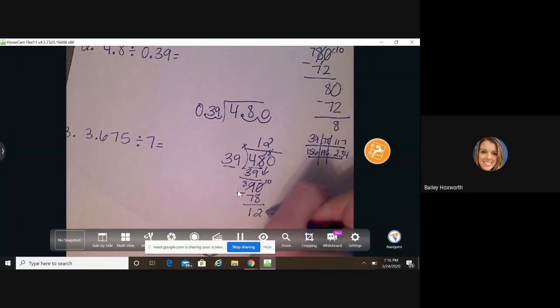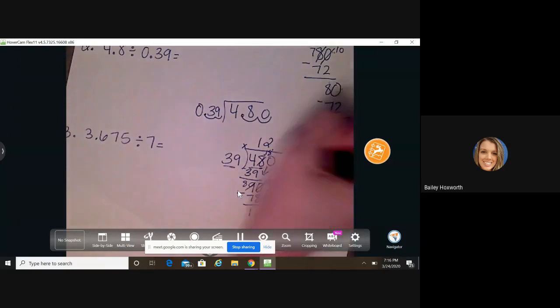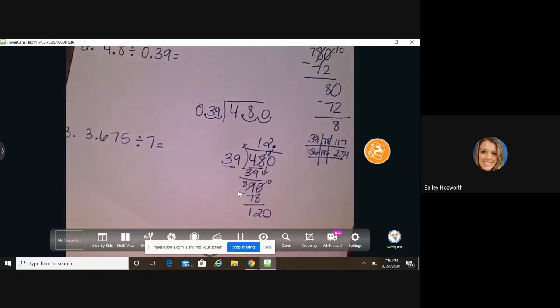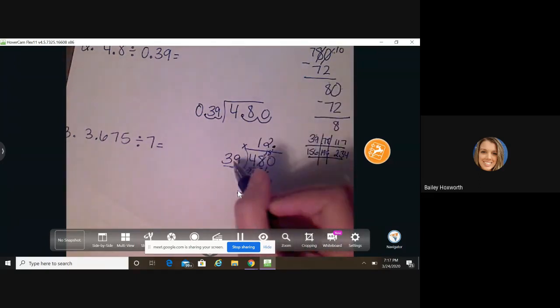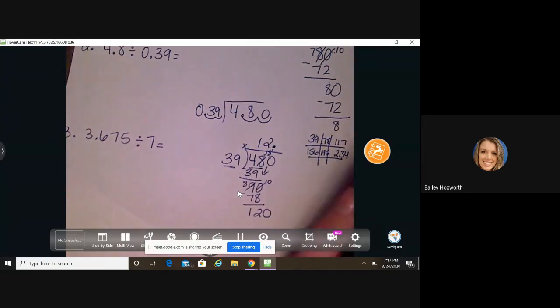What do I need to do if I have a remainder? I need to add a 0. All right, let's see now. How many times can 120... Oh, wait, now I got to put my decimal here. How many times does 39 go into 120?